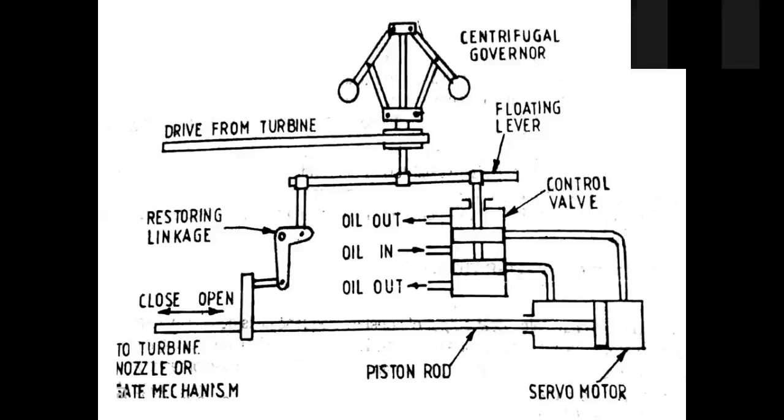On the top, we have a centrifugal governor, that is fly balls. So we have two fly balls, and the two fly balls are directly connected to the belt drive system from the turbine. So if the turbine rotates, the belt drive system moves the fly balls or centrifugal governor, and the balls also rotate in the same direction as the belt drive.